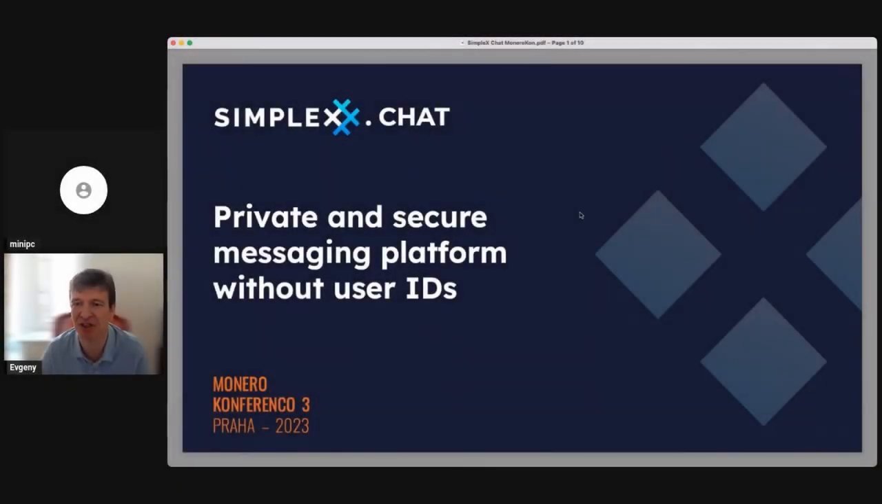I'm going to talk about SimpleX Chat. I founded this as a startup, and it's a private and secure messaging platform that's different from, I believe, either everything or almost everything that exists by not having any kind of user identifiers. So I'll explain what it actually means.